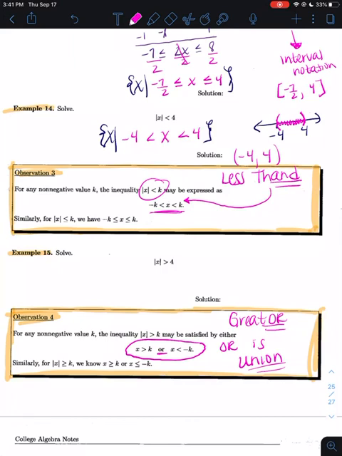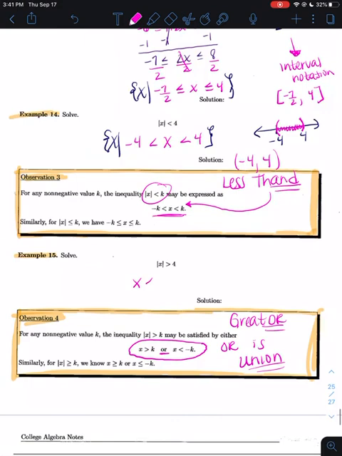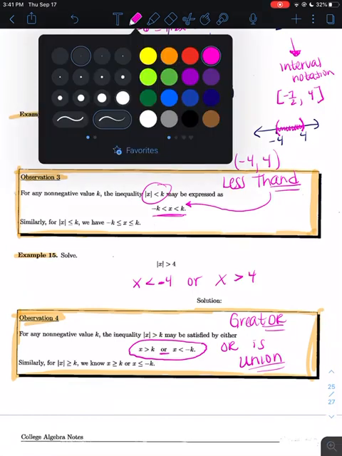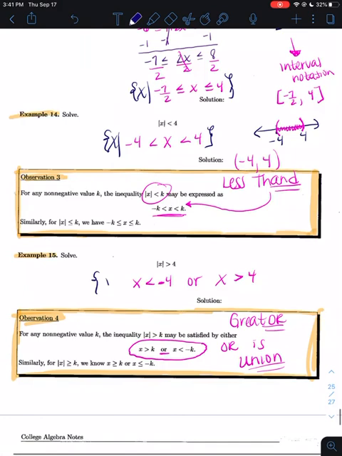So your or inequality looks like this. So absolute value of x greater than 4. This is going to be x is less than negative 4. So it's less than the negative number. Or x is greater than 4. So it looks like this.